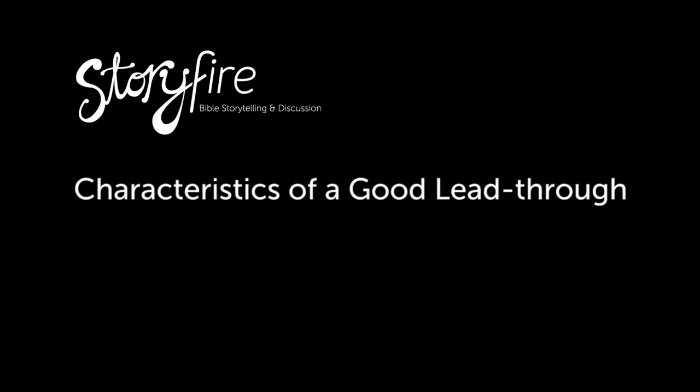Very good. So let's review the 3 characteristics of a good lead-through. It is an accurate retelling. We use pauses with good clues so our audience finds it easy to say what comes next. And we occasionally make obvious errors for the participants to correct. Let's see how Jim finishes the lead-through for the one leper story.